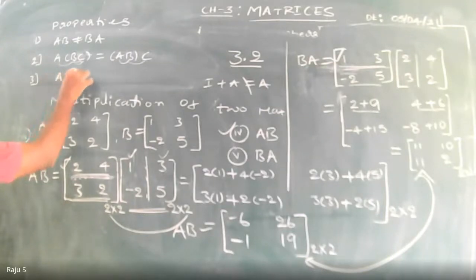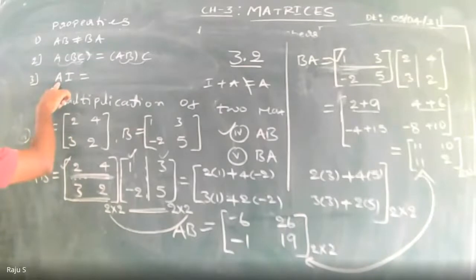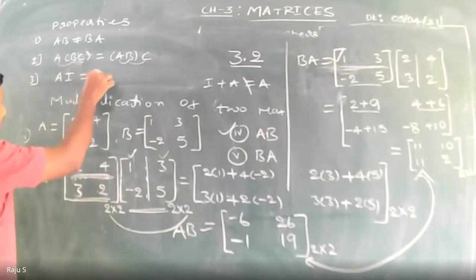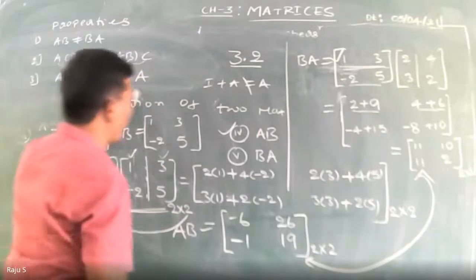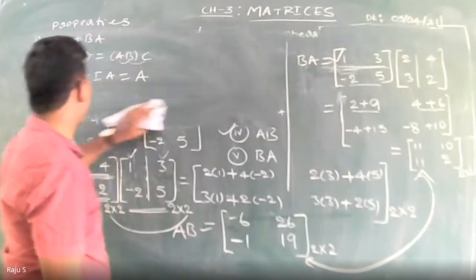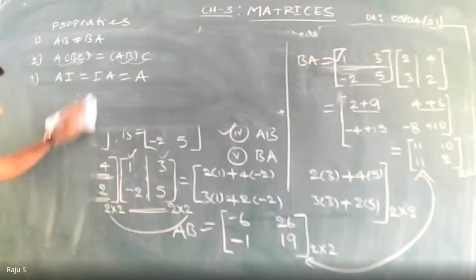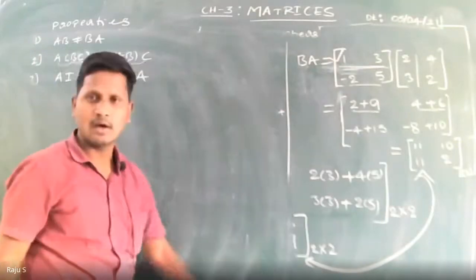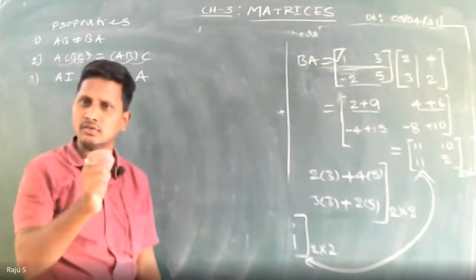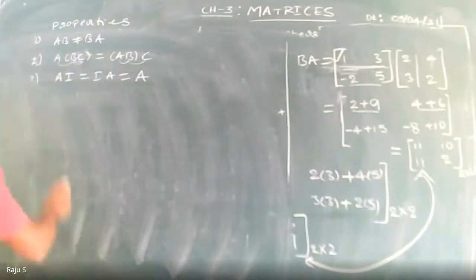The third property is identity. A into I: multiply any matrix with the identity matrix, or the identity with any matrix, and it is equal to A. What do you observe here? The multiplicative identity is the unit matrix. Additive identity is 0, but multiplicative identity is the unit matrix.